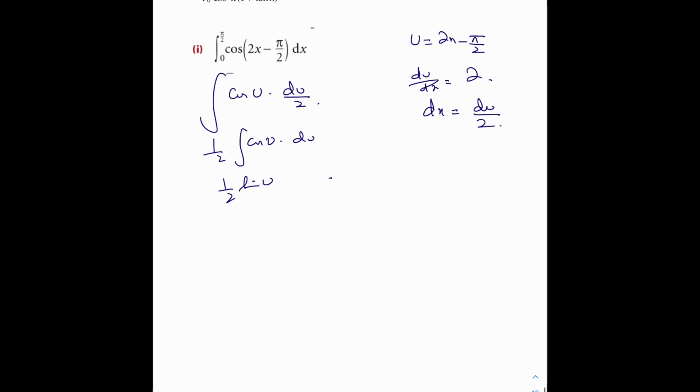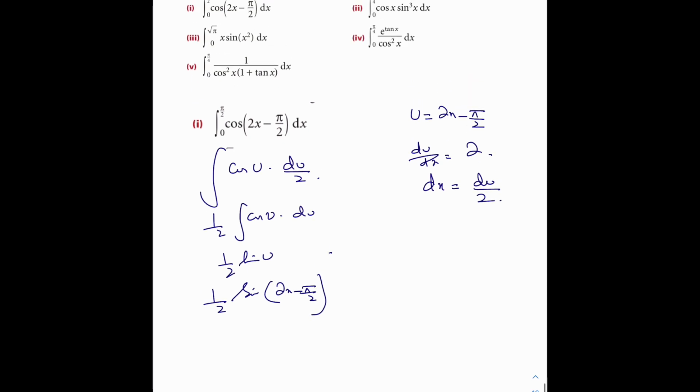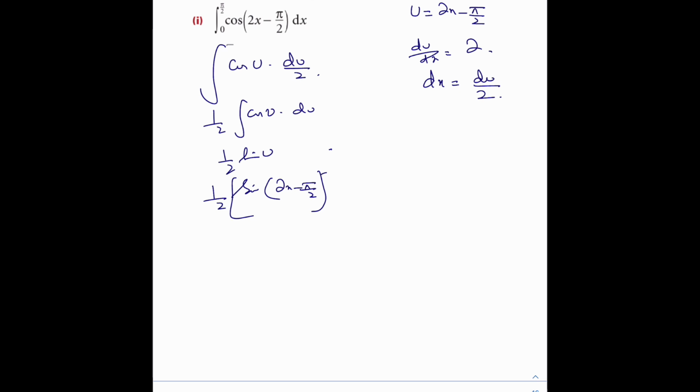Okay, so that's what I'm doing first. So half sine of 2x minus pi by 2, and I'm going to put the boundaries. The boundaries are pi by 2 and 0 in this case. I'm taking the half out as common and putting the boundaries on this. So half outside, sine of 2 times pi by 2 minus pi by 2, minus sine of 0 minus pi by 2.